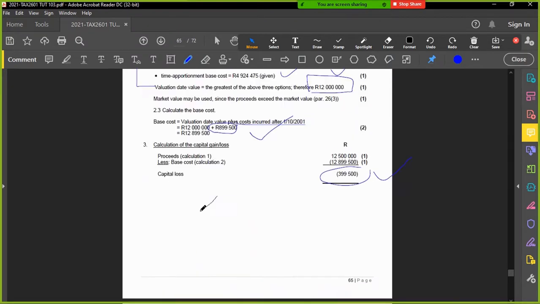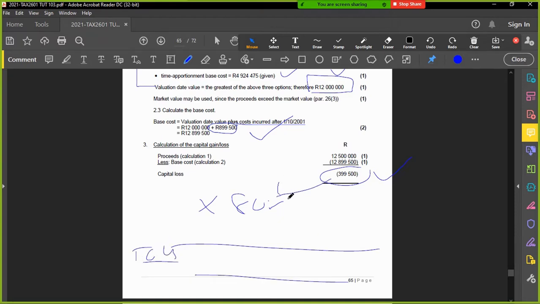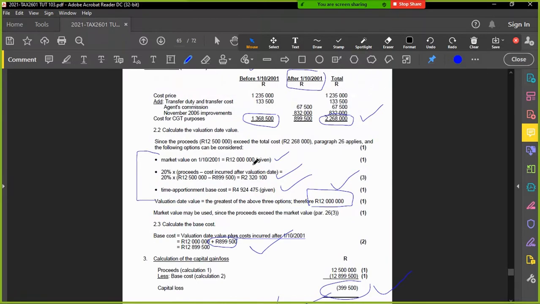Then we looked at the inclusion, times it by 80%, taxable capital gain, well, 80% of that capital loss, actually. Make sense? Yes. Are you right with that? Can you see what we did? Yes, it's just a lot of rules, I think. Yeah, unfortunately, that's tax for you. Tax is very much rule-based. So it's just rules, rules, rules, rules, rules.